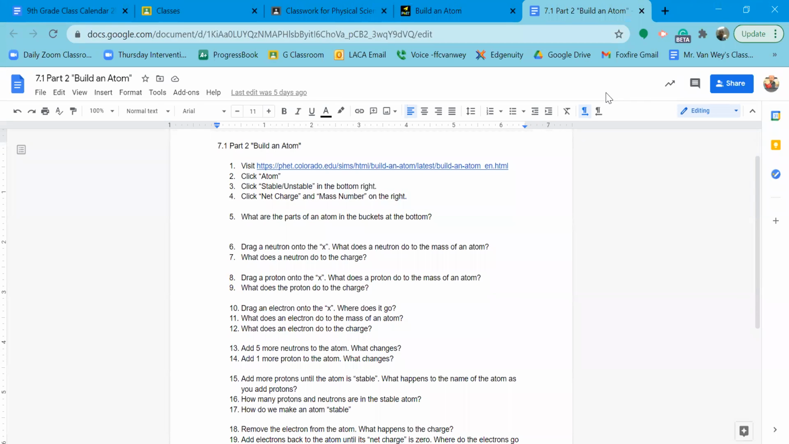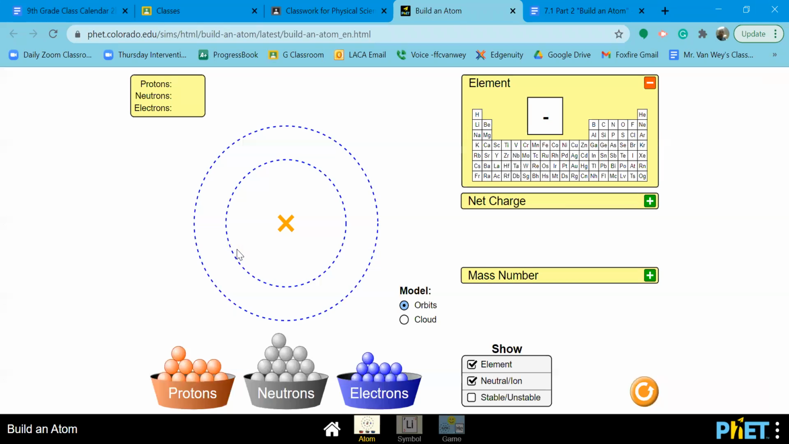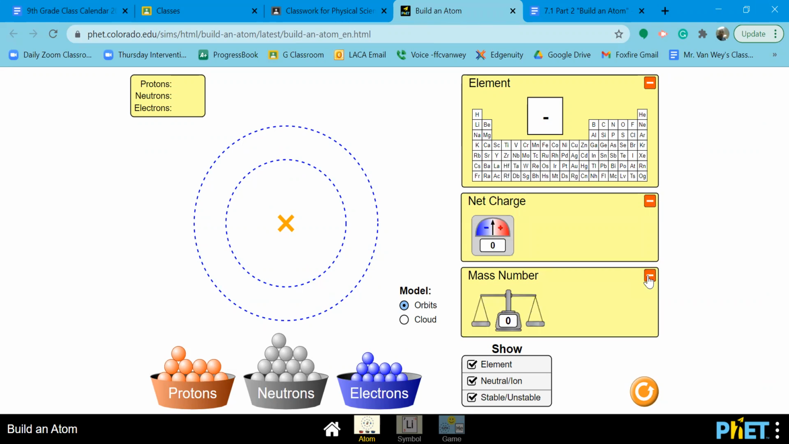Okay, it tells us to visit this website, click atom, click stable, unstable, click net charge and mass number. So I'm going to click atom. We're going to click stable, unstable. I'm going to click net charge and mass number. This is going to tell us some things about the atoms as we add parts.